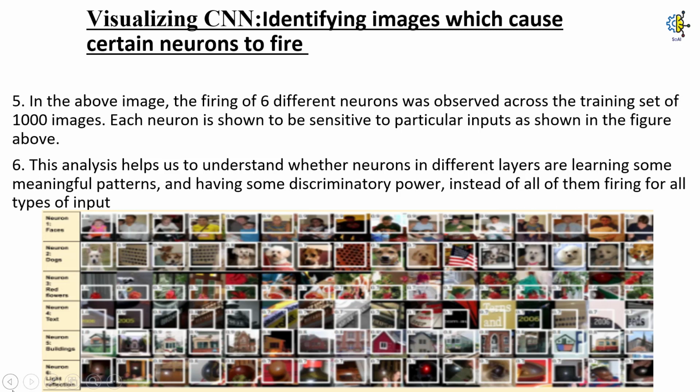In the above image, the firing of 6 different neurons was observed across a training set of 1000 images. Each neuron is shown to be sensitive to particular inputs as shown in the figure above. This analysis helps us understand whether neurons in different layers are learning meaningful patterns and having some discriminatory power, instead of all of them firing for all types of input.